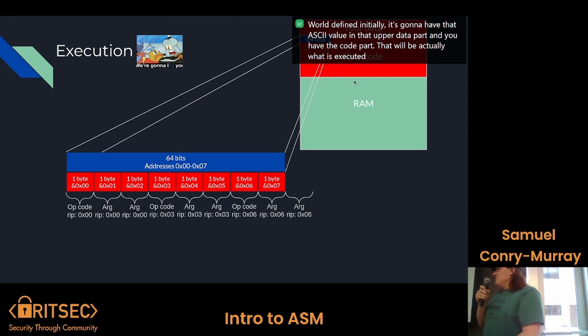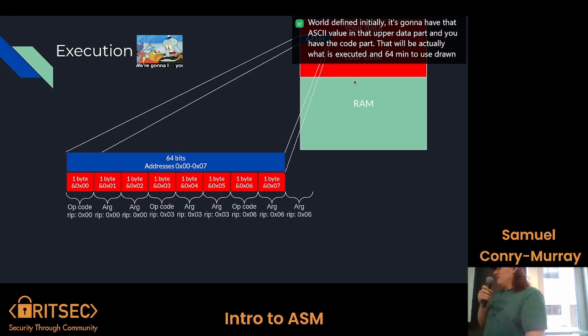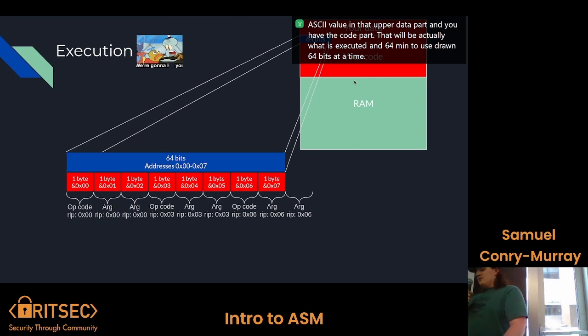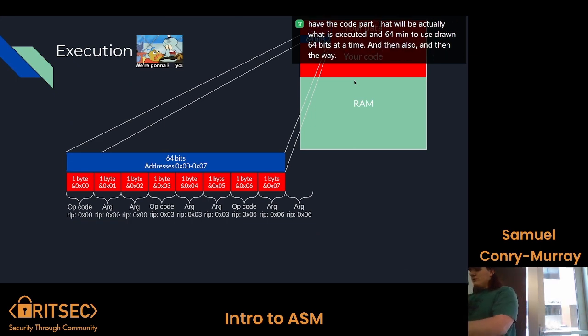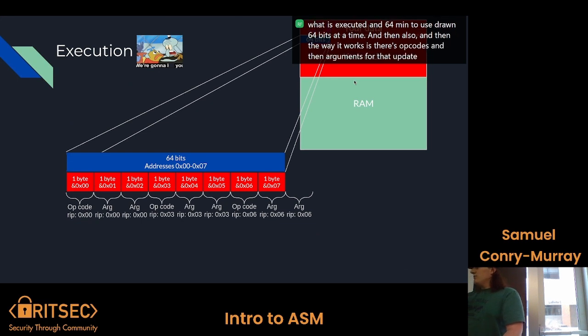And 64-bit CPUs draw on 64 bits at a time. Shocker. And then the way it works is there's opcodes, and then arguments for that opcode, and the CPU will know, quote unquote, how many arguments it should take for each opcode. So for this example, you have a 1 byte opcode that has 2 arguments, and 1 byte, as I said, is the lowest amount of memory that you can handle directly. So for the first operation, it's going to know that the next operation that you go to is 3 bytes away, so it's going to add 3 to the instruction pointer.